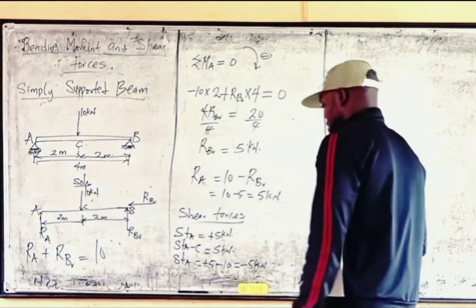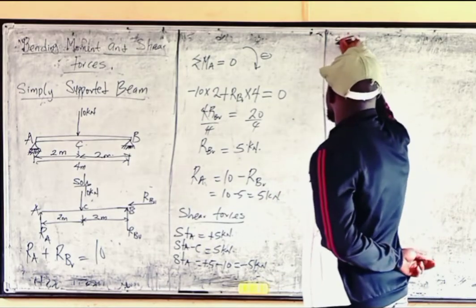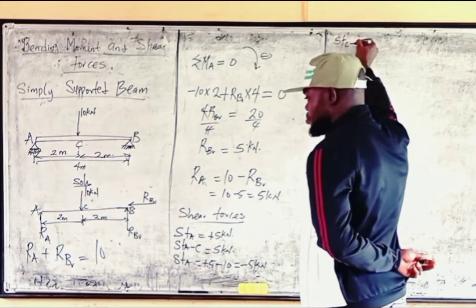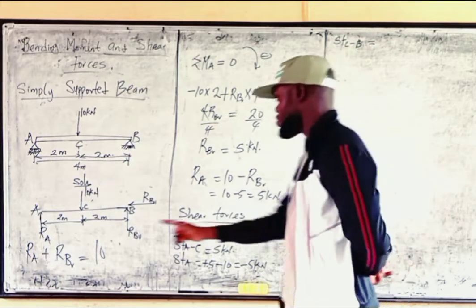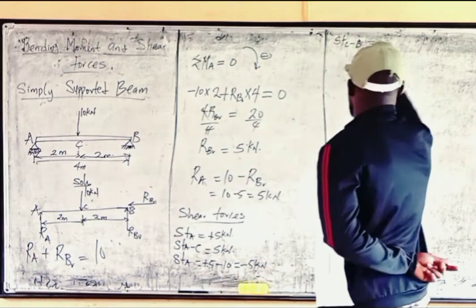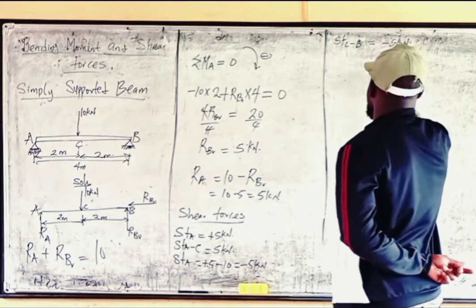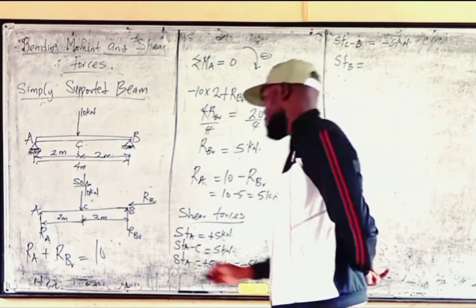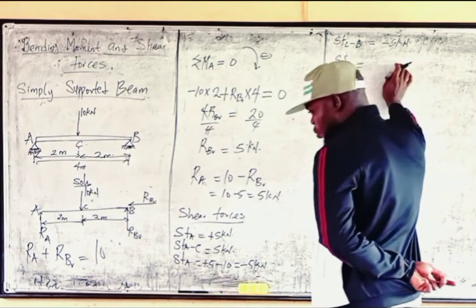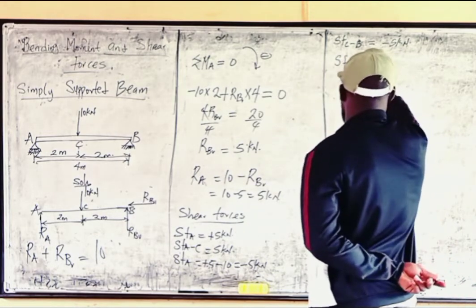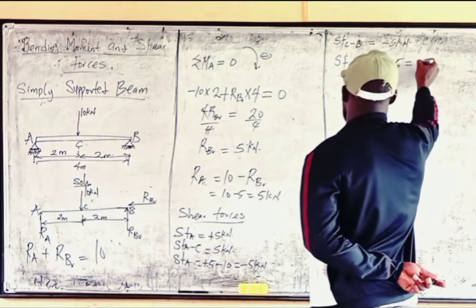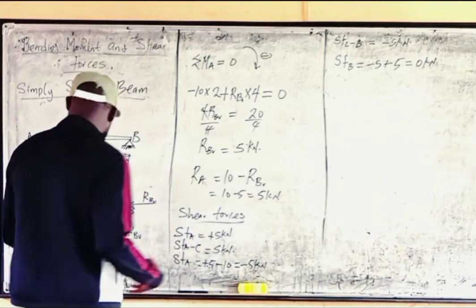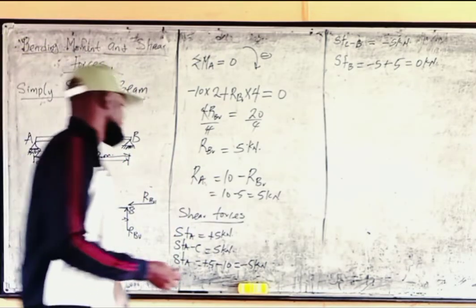Minus 5 kilonewtons. Then the shear force from C to B, there's nothing there, so it still remains at minus 5 kilonewtons. And what is the shear force at point B now? At point B, there's a load which is positive, RB. And RB is 5. So we have minus 5, then plus 5, that gives us 0 kilonewtons. It must end there, you see. Remember the first one we did before for cantilever beams. So that is the shear force at each point.